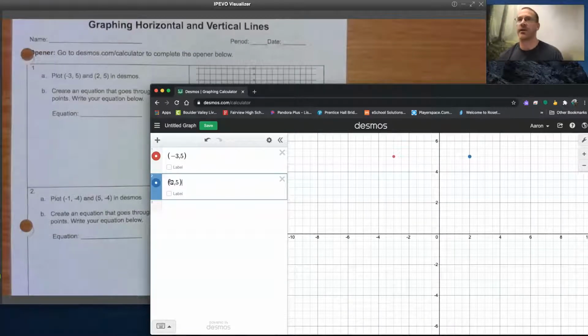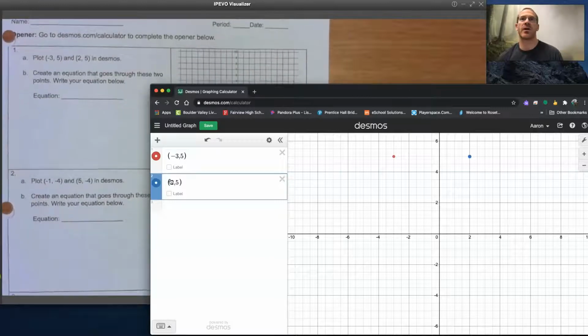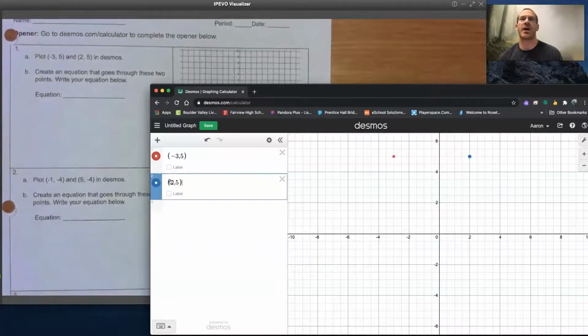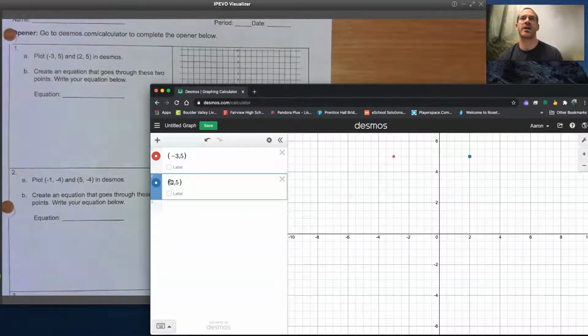All right, now if I slide this over just a little bit, up a little bit so you can see that, we want you to create an equation that goes through these 2 points and write your equation below. Once again, this is kind of a guess and check kind of thing. And here's what I'm going to do. I'm going to give you a hint. When I look at these 2 points, it looks like a straight line, and we've seen some linear equations. So once again, I can just click in the box below that, and you can start typing in equations. You can do this on your keyboard.